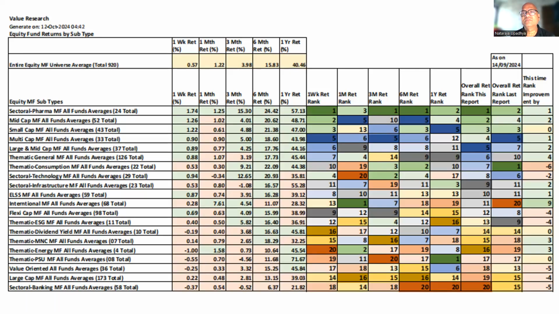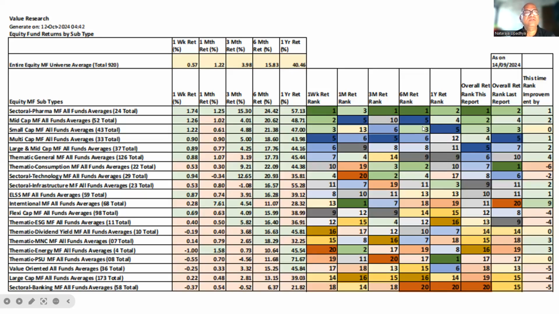When it comes to 3 months return, the number one remains with the pharma fund. Number two is with consumption funds. The consumption funds are now 10th for the month and 19th for the week. So the good run with consumption funds is almost gone. So be careful there.